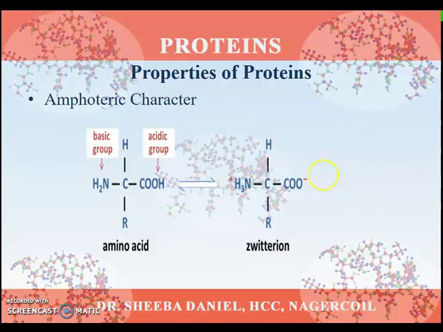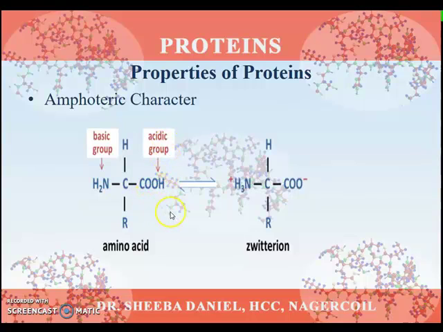Next is the properties of proteins. First one is the amphoteric character. Proteins are amphoteric in nature. So protein consists of amino acids. Amino acids consist of a free NH2 group and an acid group. The NH2 group is the basic group and the acid group is the acidic part.